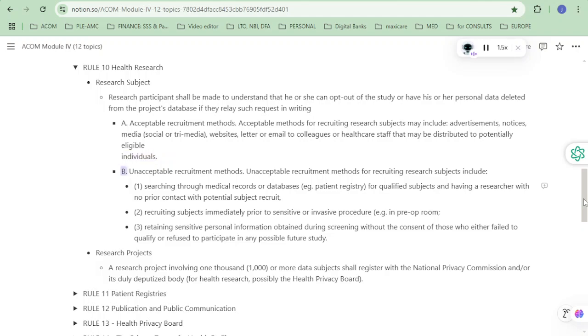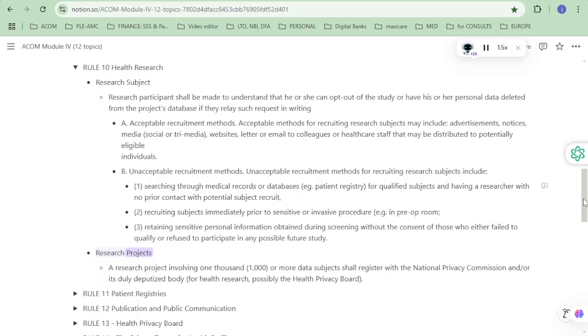B. Unacceptable recruitment methods. Unacceptable recruitment methods for recruiting research subjects include: 1. Searching through medical records or databases, e.g., patient registry, for qualified subjects and having a researcher with no prior contact with potential subject recruit. 2. Recruiting subjects immediately prior to sensitive or invasive procedure, e.g., in pre-op room. 3. Retaining sensitive personal information obtained during screening without the consent of those who either failed to qualify or refused to participate in any possible future study.